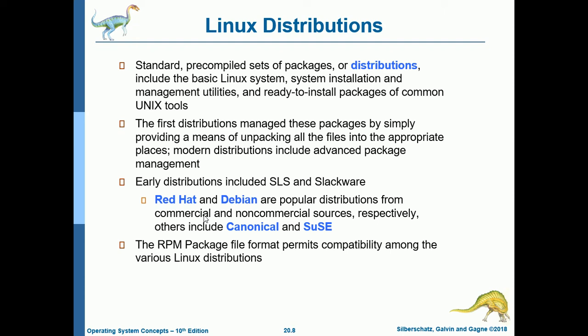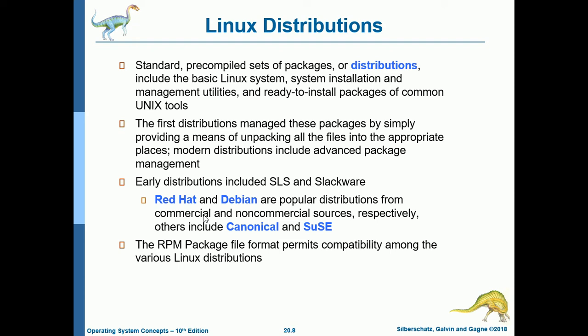Early distributions included SLS and Slackware. SLS is Softlanding Linux System. I'm not familiar with all the Linux distributions, because definitely there are more than 100, because of the power of open source.